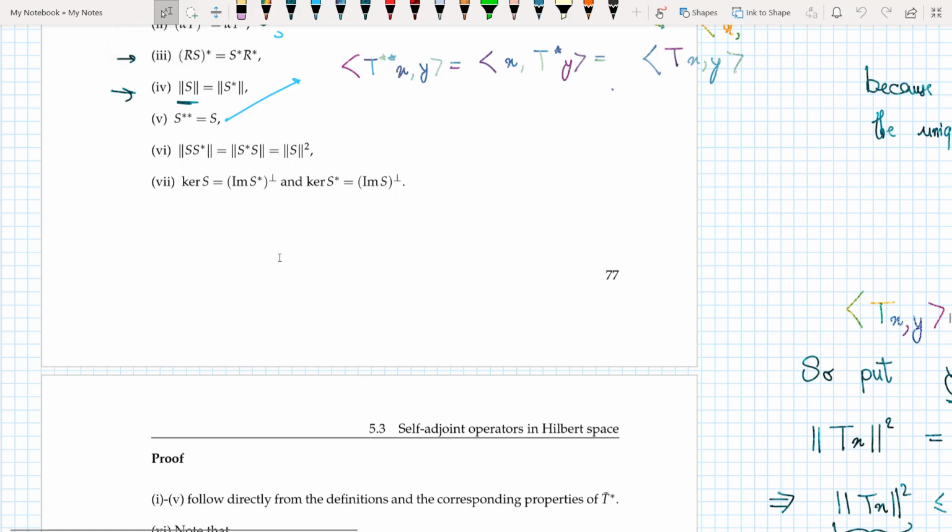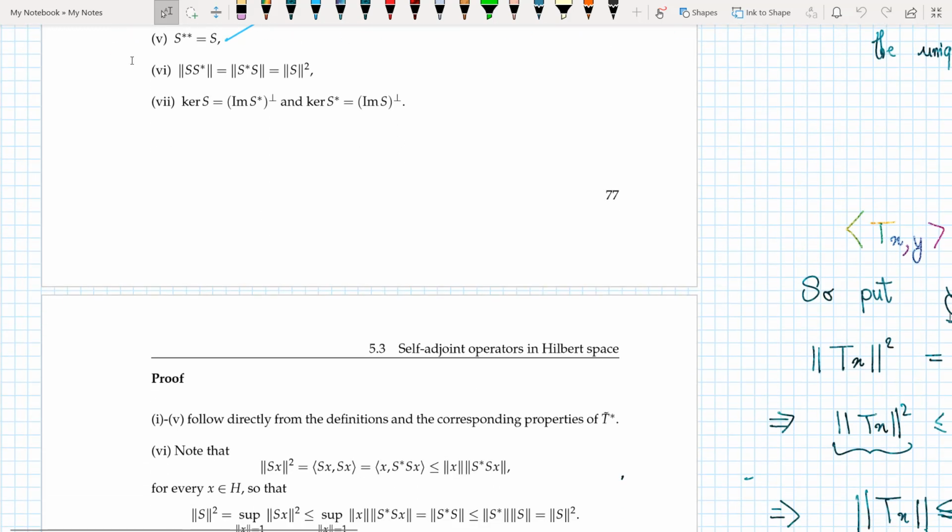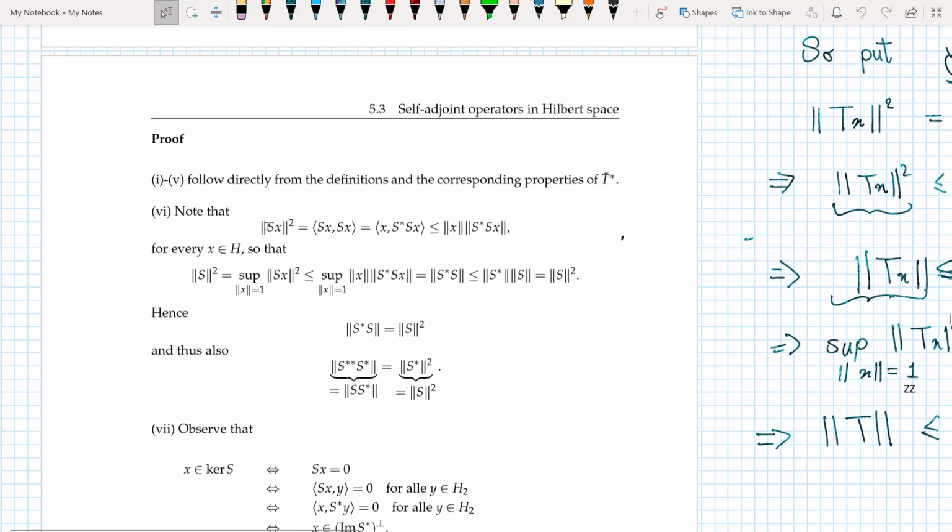Now the sixth proposition goes like this. So we have the norm of Sx squared. I can write it as this. Now I can take S to the other side, so it becomes S star x, S star Sx. Then I can use Cauchy-Schwarz to write it like this for every x belonging to H, so that the norm of S squared is equal to, this is again the usual definition of sup norm.